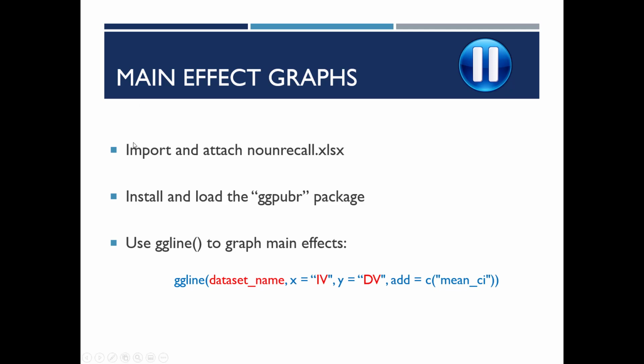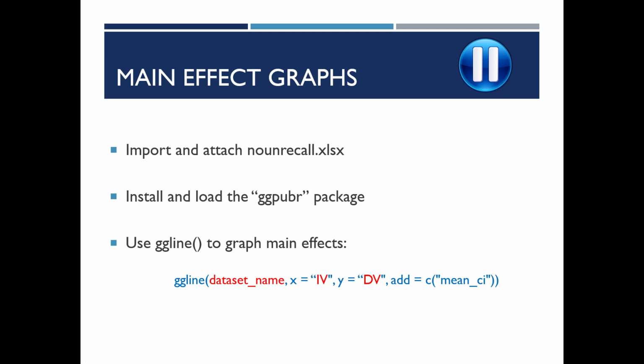And so what you want to do is to import and attach the noun recall dataset, and then go ahead and install and load the ggpubr package. And then after that, we'll run the ggline code to graph the main effects. And so here is where your data frame name would go. So chances are it's going to be nounrecall. And then the independent variable or the factor that you want to graph, and then the dependent variable, which is noun recall, so recall. And then you can add the rest of the code asking for the confidence intervals. And this defaults to a 95% confidence interval. And so let's hop on over to RStudio.